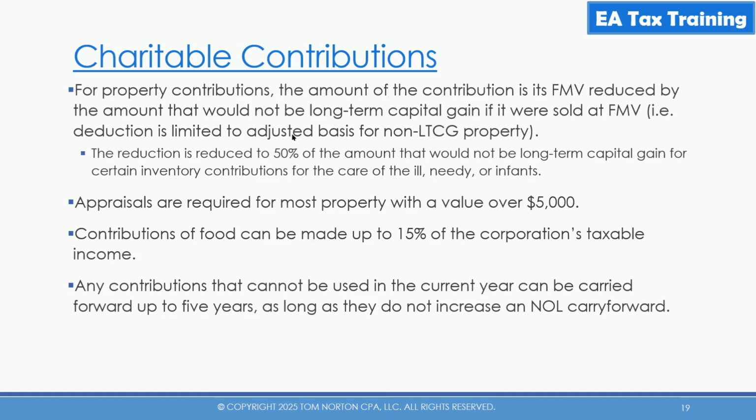This reduction, where you can't deduct the full fair market value, is going to be reduced to 50% if they're contributing certain inventory items for the care of the ill, needy, or infant. So if they have these certain inventory items, not capital gain property, but they are specifically for the ill, the needy, or the infants, then you still can't deduct the full fair market value, but you don't have to deduct only your basis. You get to deduct a number right in between the two of those. So you get half of the benefit of the fair market value rather than all of the fair market value.